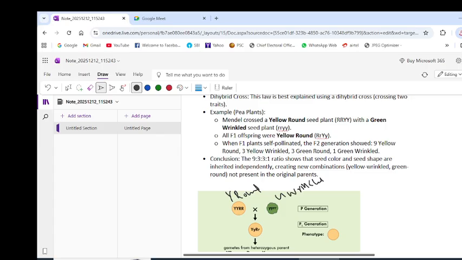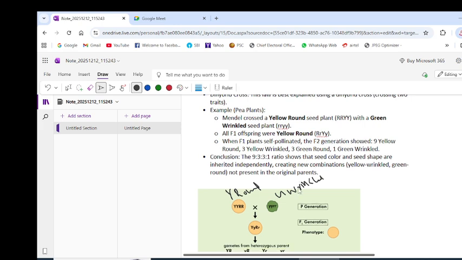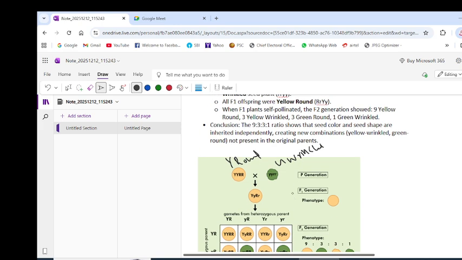So in the F1 generation, the offspring are yellow round, because yellow round is the dominant character and green wrinkled is the recessive character. So normally during the first test cross, what happened? The first filial generation, the F1 generation, gave yellow round plants.